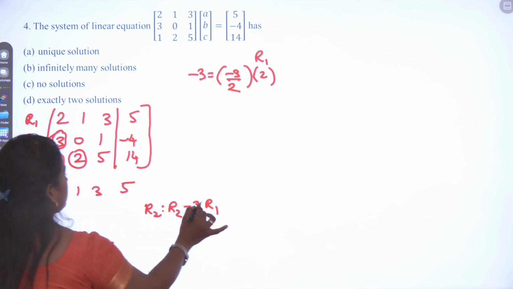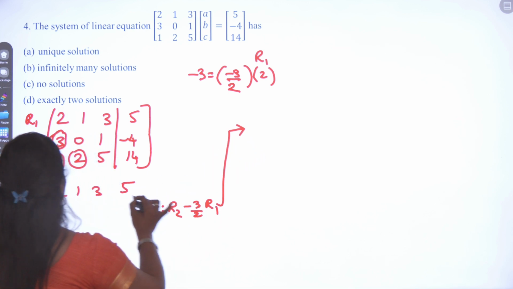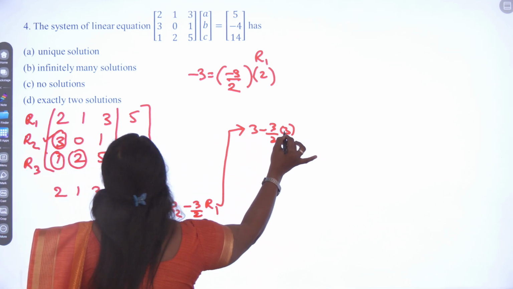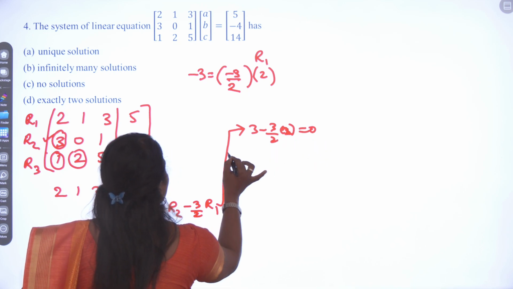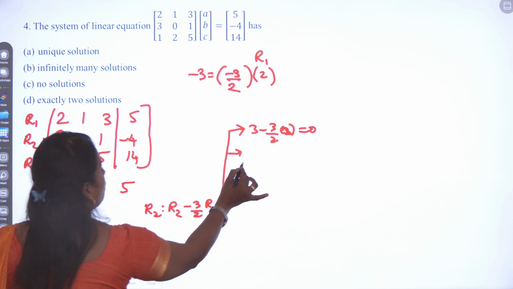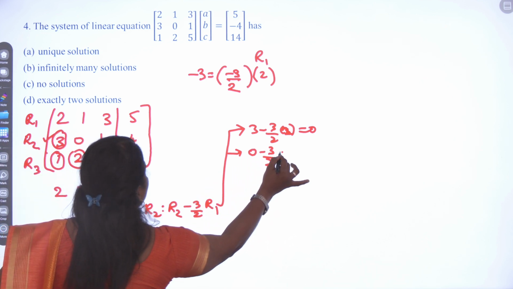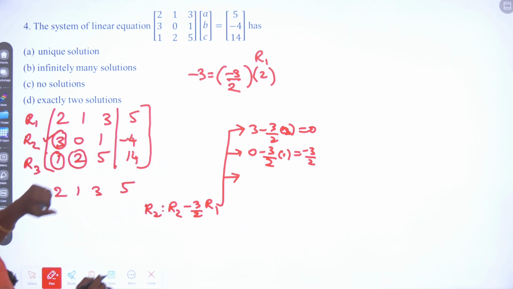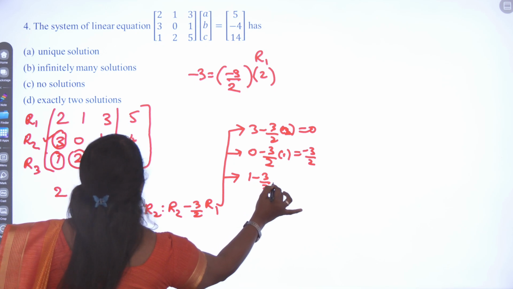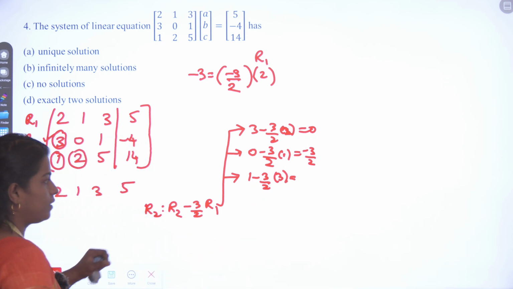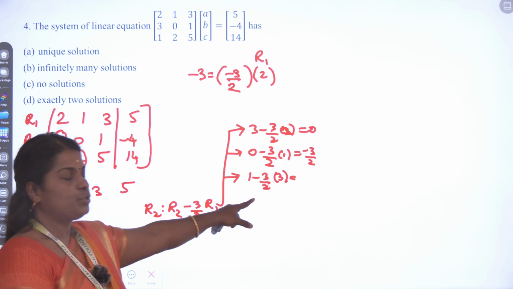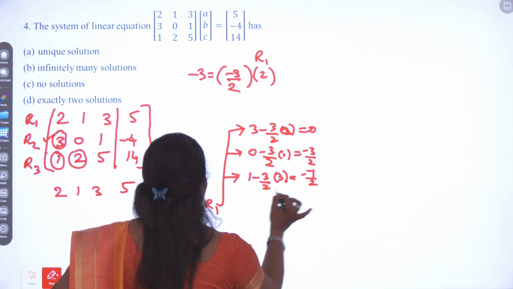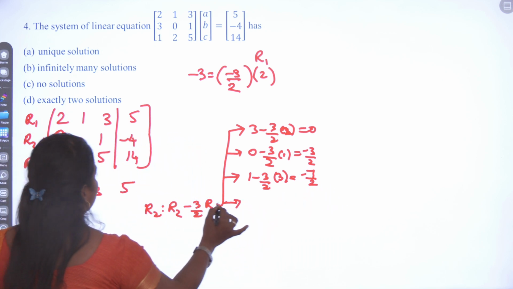Now starting with the first element. First element is 3. 3 minus 3 by 2 into 2 becomes 0. Now the second element, 0 minus 3 by 2 into 1 is minus 3 by 2. Now the third element, 1 minus 3 by 2 into 3 is equal to minus 9 by 2. So cross multiplication, 2 minus 9, which is minus 7 by 2. Minus 7 by 2. And the fourth element, minus 4.